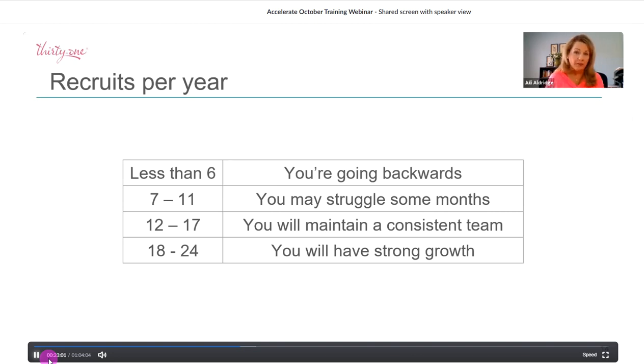Okay. Now, between 12 and 17, this is a good place to be. This is where you're going to maintain a consistent team.